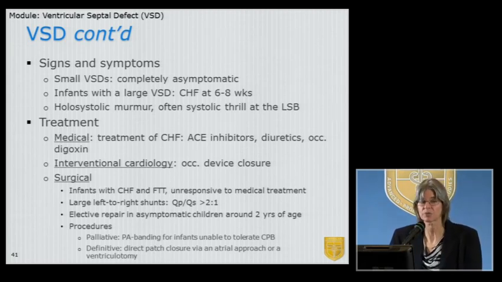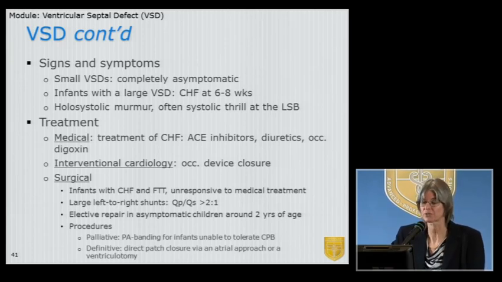Infants with a large VSD usually present with congestive heart failure at the age of 6 to 8 weeks, when you have the second decrease in your pulmonary vascular resistance. You have a holosystolic murmur and often a systolic thrill at the left sternal border.